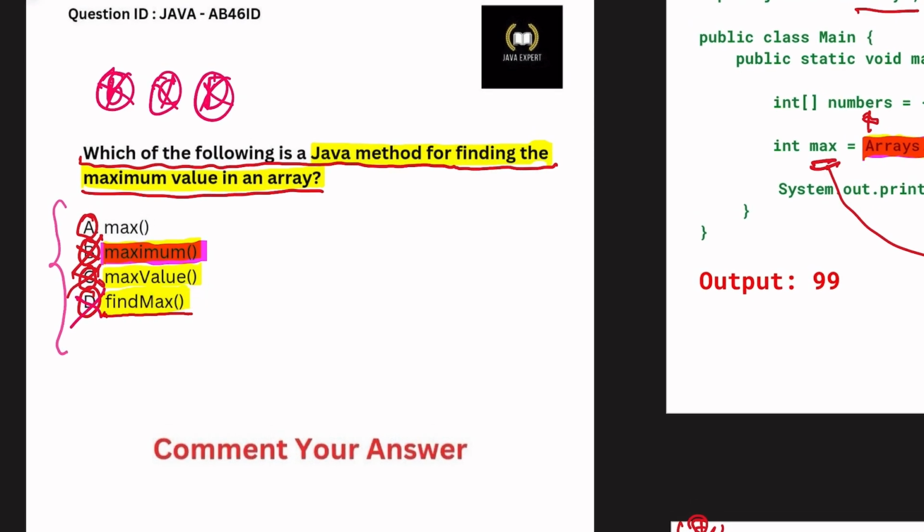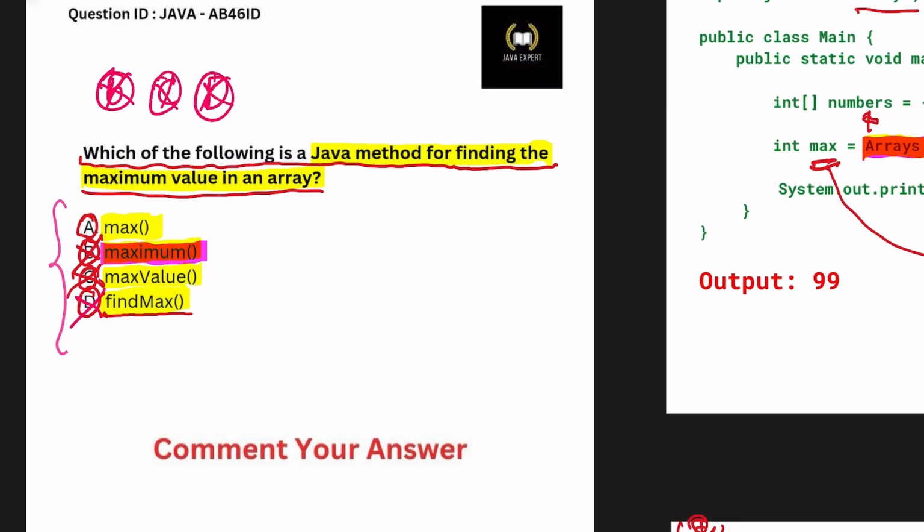Okay, let's check option A, which is max method. There is no max method in the standard Java array utilities. However, the Math class has a method Math.max(a, b) that compares two values, not an entire array.